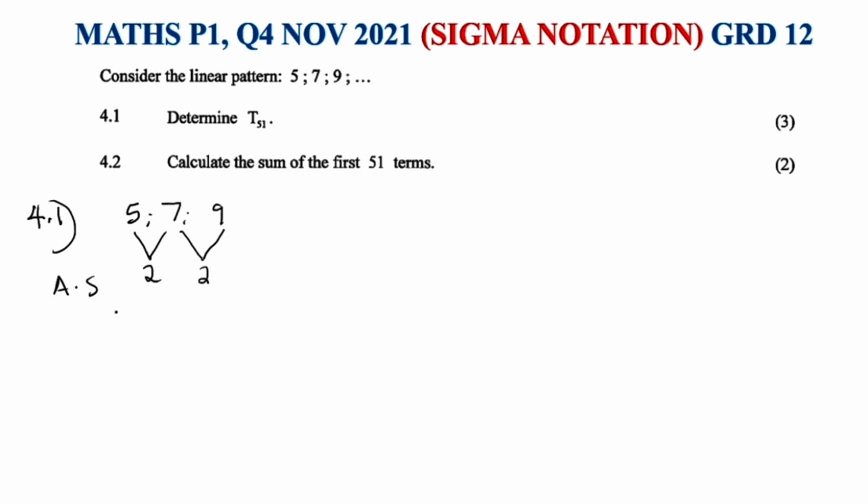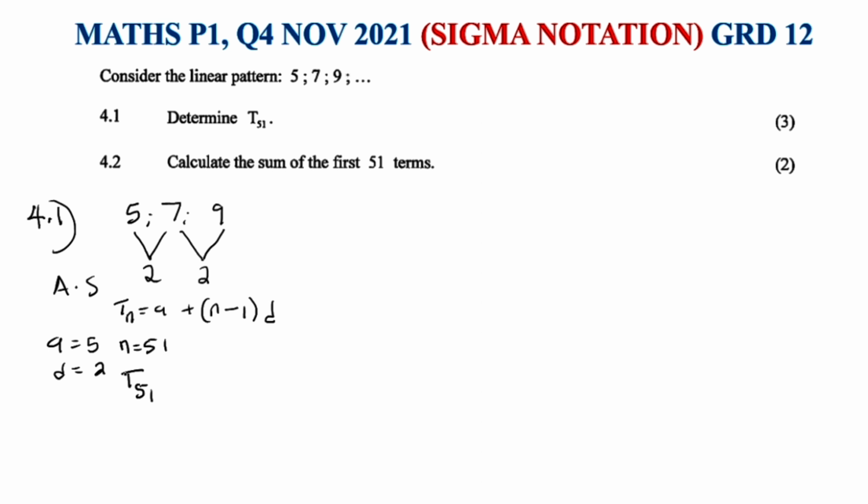In an arithmetic sequence, we know the general formula is given by Tn, which is there on the formula sheet: a plus n minus 1 times d. In this sequence, our a is going to be 5, our d is going to be 2. They are asking us to find n equal to 51. So we can substitute this in our formula.